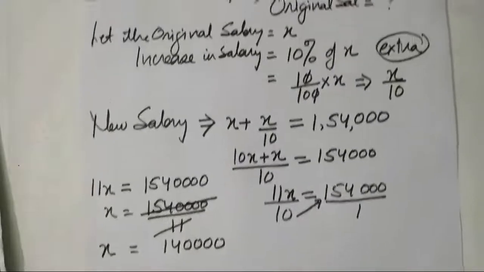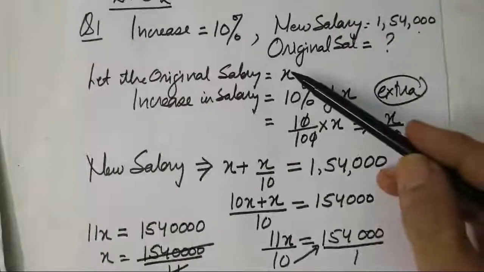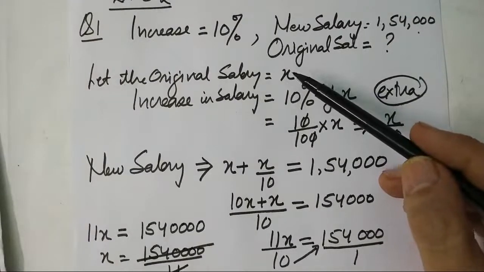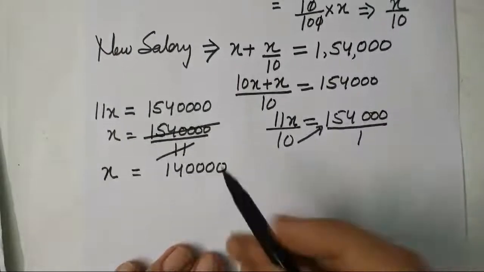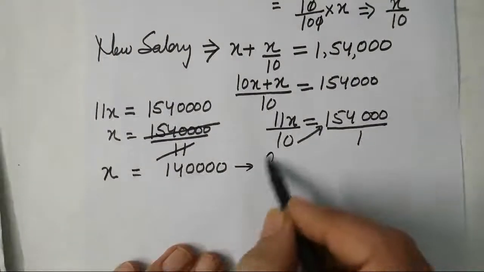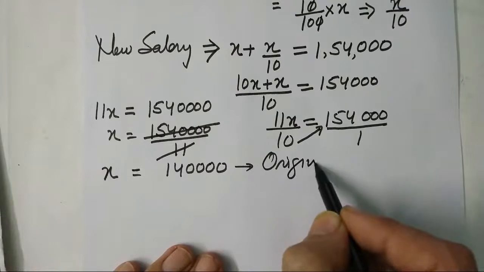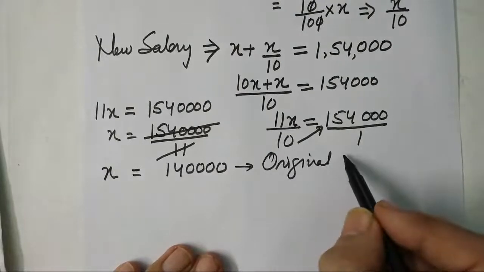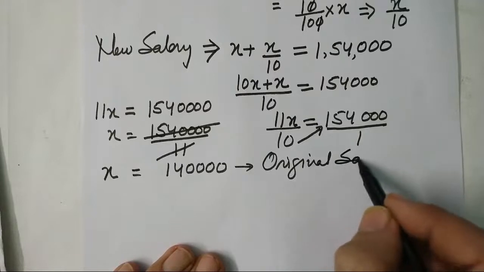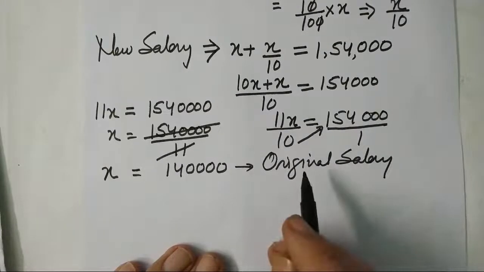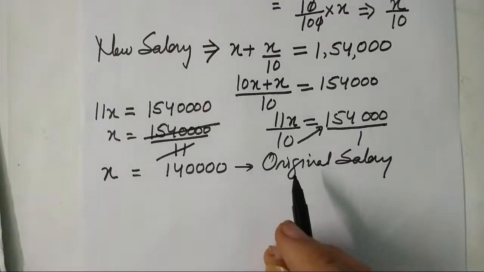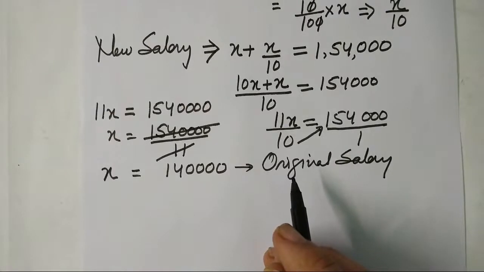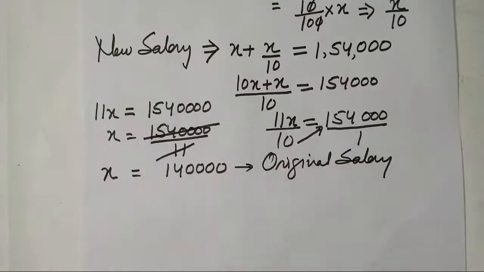X was the original salary. So we have got the answer that X is the original salary, which is the first answer of exercise 8.2. This is a basic question of percentage where we find the increase, and the concept of percentage is applied in this question.